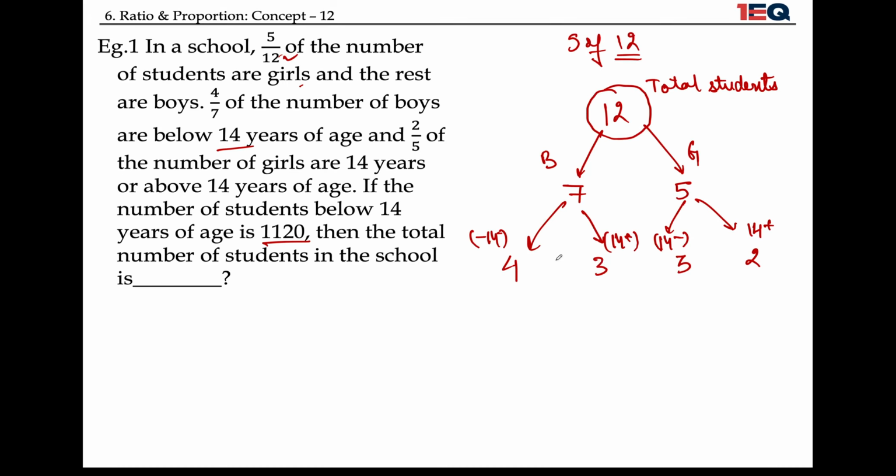I'm doing nothing. If you move up the branch or up the tree, you would see that 4 plus 3 is equal to 7, and 3 plus 2 is equal to 5, and 7 plus 5 is equal to 12. This means that my ratios are very well placed.